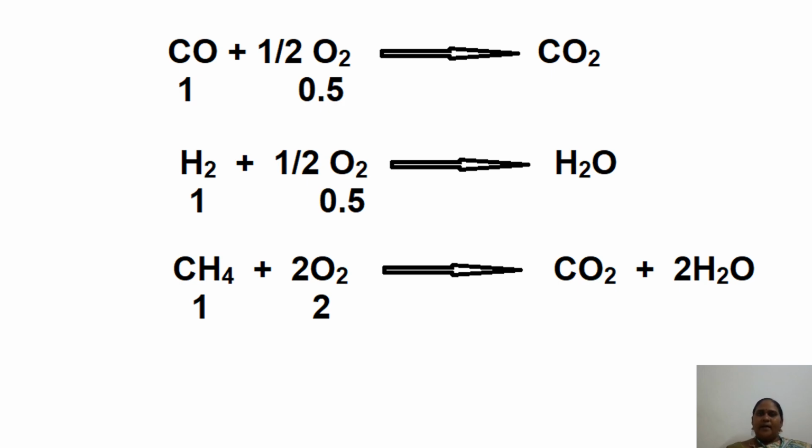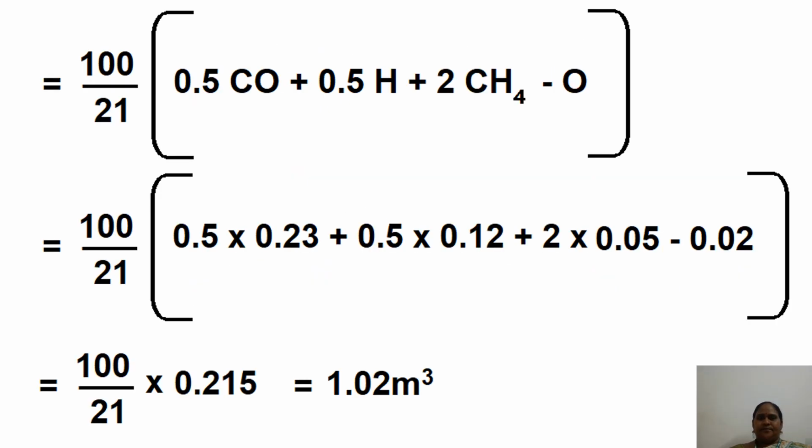So we can compare. 1 volume of carbon monoxide requires 0.5 volume of oxygen. Then what is the percentage of carbon monoxide given? So just cross multiply. Now we can write the formula as 100 by 21 into 0.5 of carbon monoxide plus 0.5 of hydrogen plus 2 of methane minus oxygen. Substitute the percentage given.